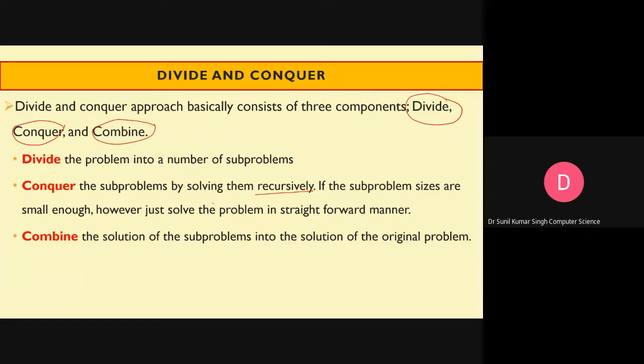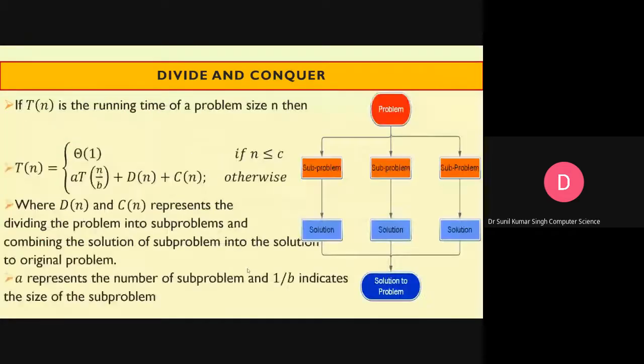So the first step is used to divide the problem into a number of sub problems. The conquer step finds the solutions, and then in the combine step we combine the solutions of the sub problems to find the solution of the original problem. These are the major components in the divide and conquer approach.